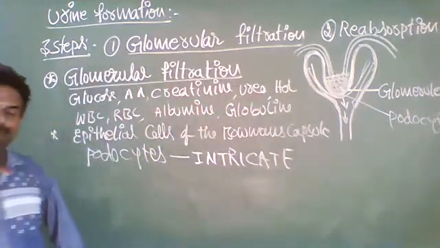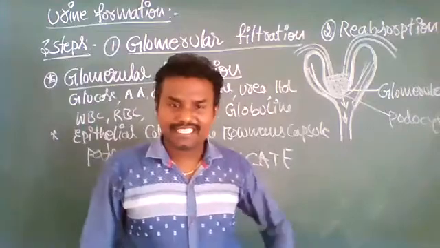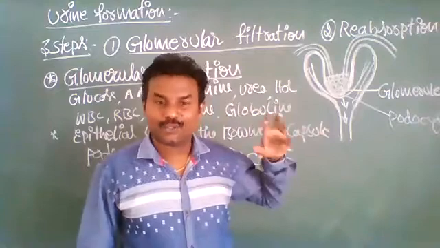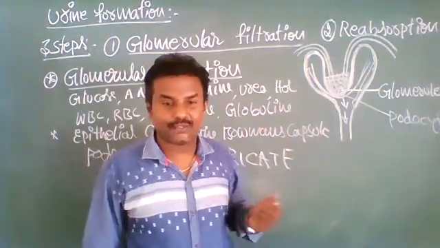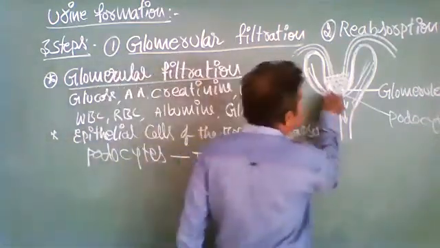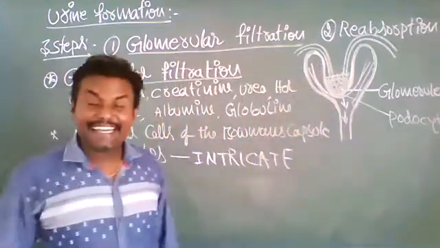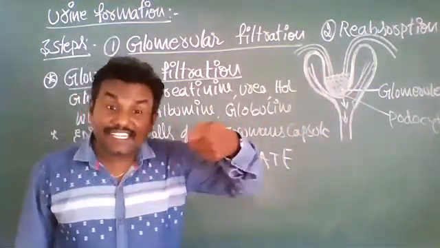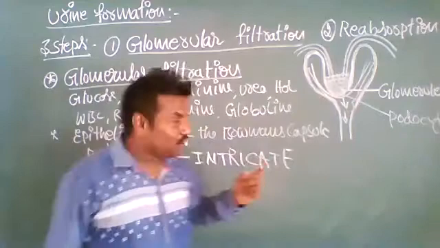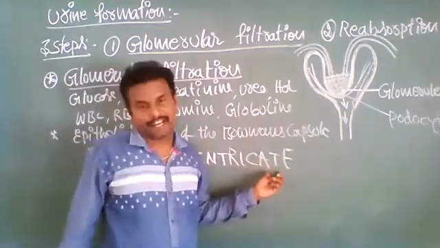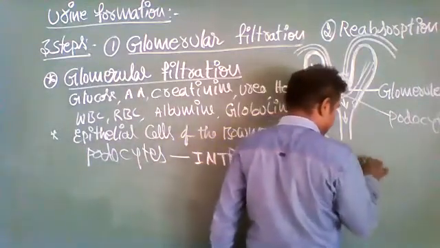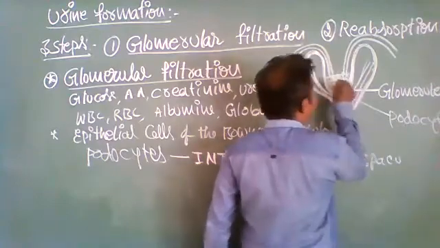In an intricate manner. Intricate means mesh-like structure. Podocytes are arranged in an intricate manner so as to leave small spaces. Intricate manner means what? Like this way. Intricate manner means mesh-like structure. Those podocytes are arranged in an intricate manner so as to leave minute spaces, like this way.